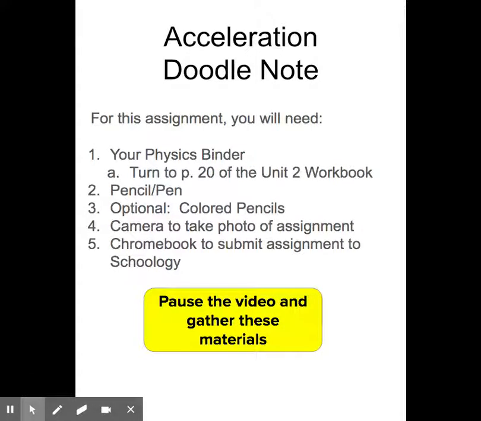Hey everybody, we're going to do another doodle note today. For this assignment, your physics binder, turn to page 20, pencil and a pen. You can color it in if you want to, and you'll need to take a picture with your phone camera to submit it in Schoology. Please pause and get ready for this assignment.